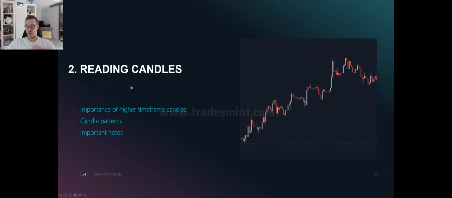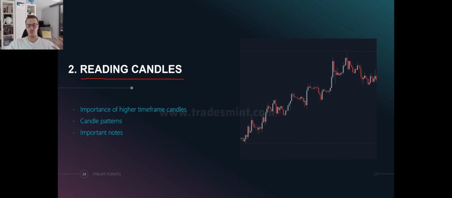Right, so all the things that I tell you here are basically us building towards the setup. Like I said, the first thing that we do is set the overall bias, and it consists of three things. The first thing was identify the trend and the strength of the trend, and the second one is reading the candles.